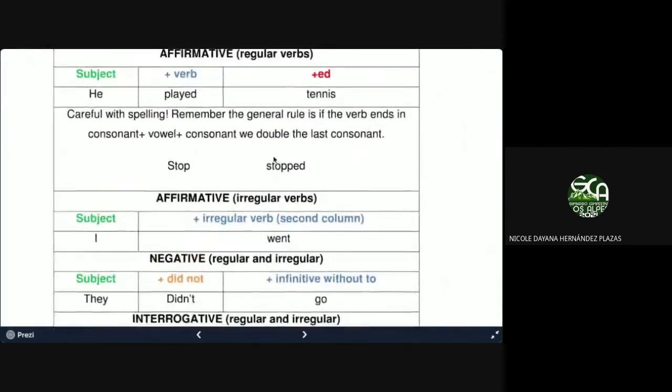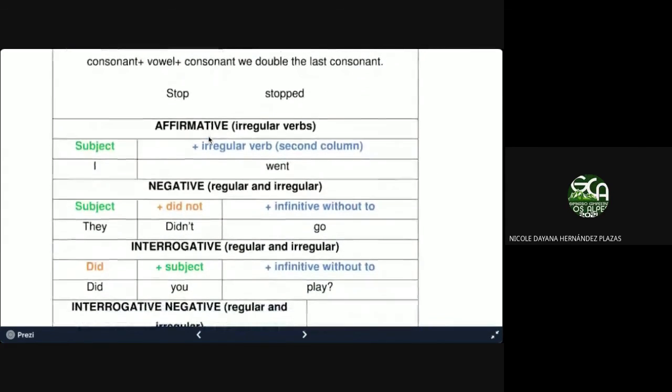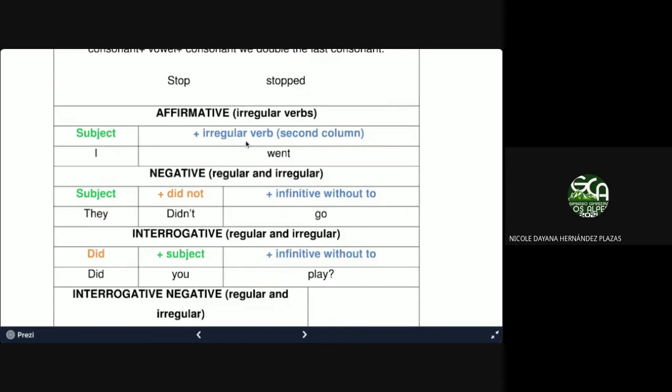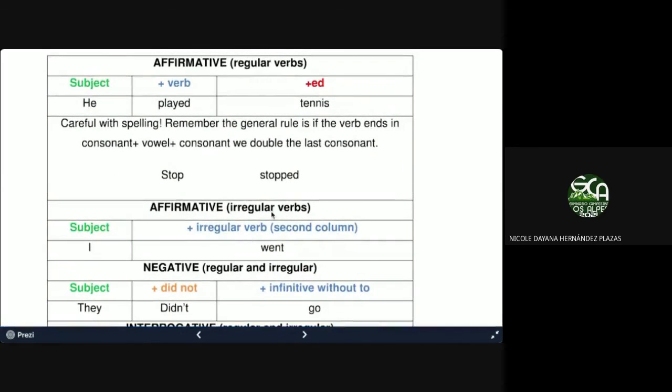In past simple, guys, oh my God, esto ya lo tienen, pero es para recordarlo. In affirmative, you have to use the subject, the verb in past, and the complement. If the verb is regular, the verb is going to end with ed. So, he played tennis. Can you see? And in affirmative, if the verb is irregular, you have to change the verb to the one in the second column. So, I went. I played tennis. Can you see? In regular and in irregular, you can say I went to the cinema, for example.